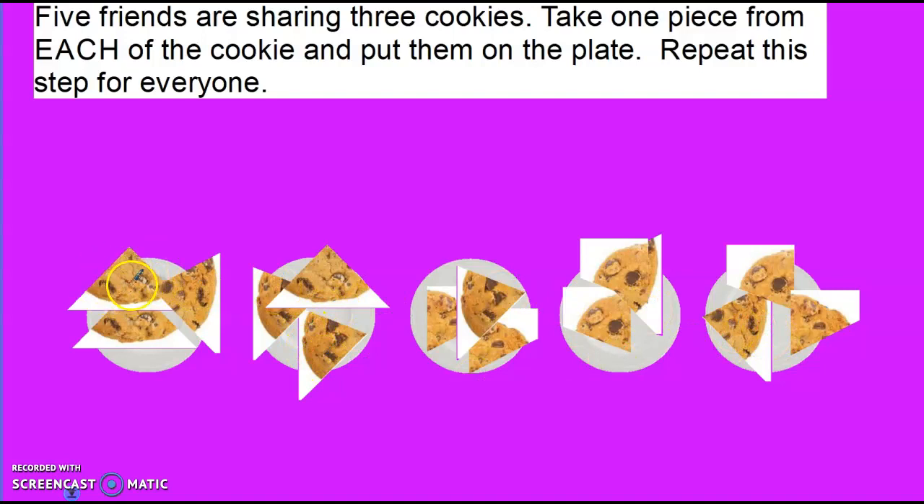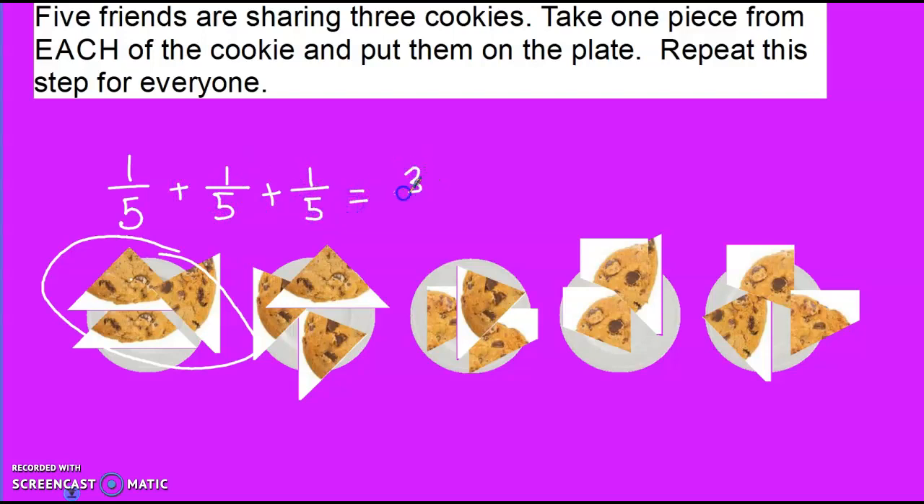Well, 1 piece of this cookie is 1 out of 5 pieces, and therefore your unit fraction here is 1/5. And 1 person, this is what we are focusing on right now, just 1 person, has 1/5 and 1/5 and 1/5. So your number sentence is going to look like 1/5 plus 1/5 plus 1/5. Your answer would be 3/5. Each person gets 3/5 of the cookie.